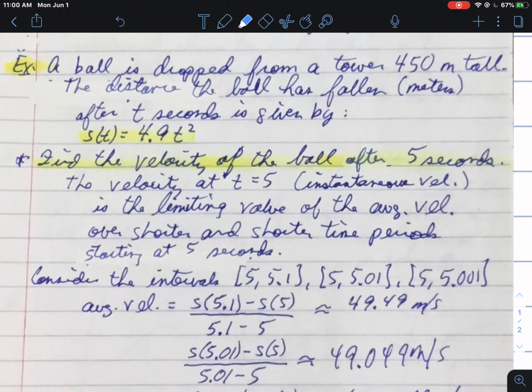Now, since we actually have a function to work with this time, we can get really close, like we did in that first example, because I can calculate values for s of t. I can calculate the distance using really, really small intervals of time, because we actually have a function that we can use to calculate them. So similar to that first problem.